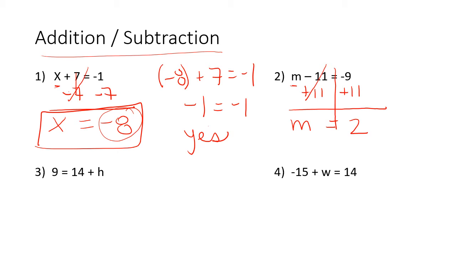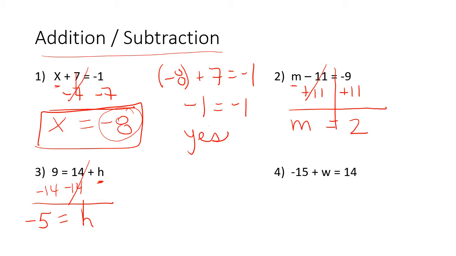Number 3, we are going to find the variable h. What is happening to h? 14, let's look in front of it. 14 is positive. Therefore, we are going to subtract 14 from both sides. The 14's cancel, the h comes down. I now have 9 minus 14, which is -5, excuse me. 9 minus 14 is -5. h equals -5.